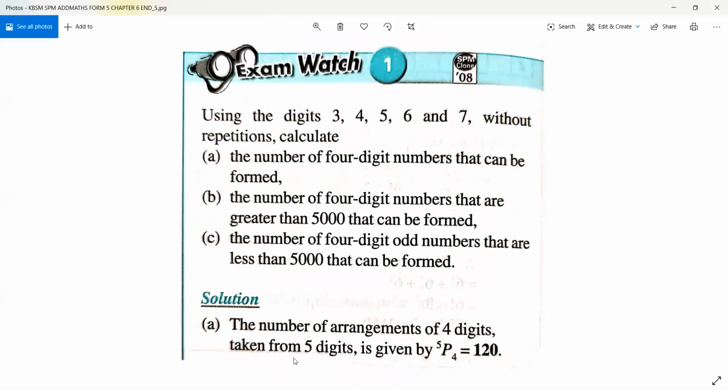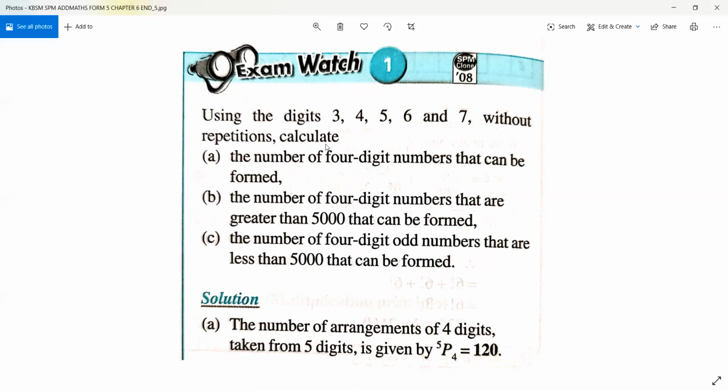Okay, this is a clone exam question. We have 5 digits, right? Without repetition, we need to calculate the number of 4-digit numbers. So from 5 digits, we need to take 4 digits. So it's 5P4, which equals 120.